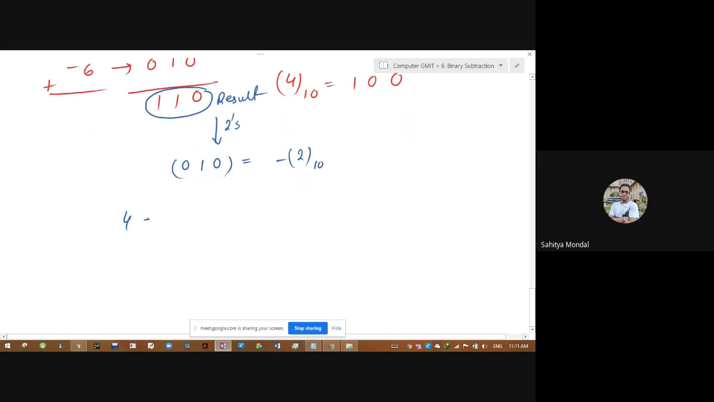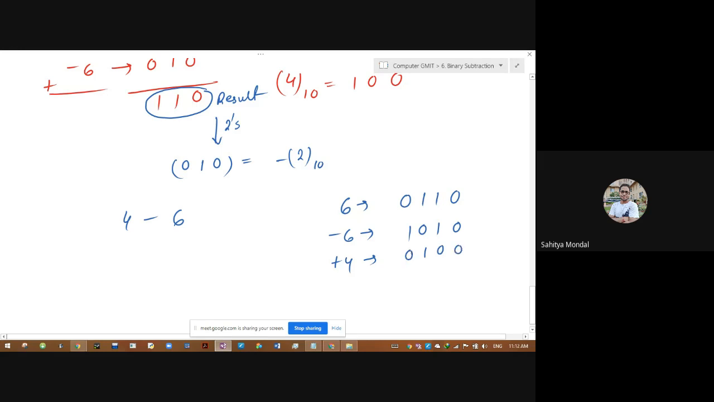4 minus 6. So what is 6? 6 is 110. I am making it 4 bit. So what is minus 6? Minus 6 will be, directly in 2's complement, 1 0 1 0. What is plus 4? 4 is 1 0 0.